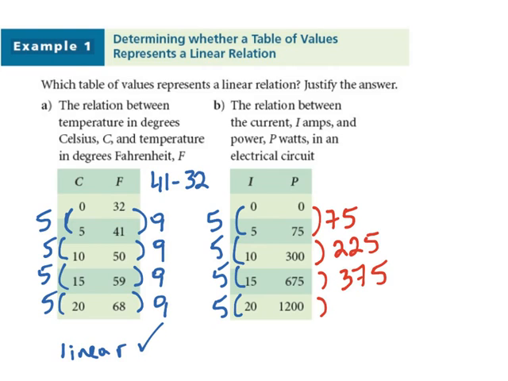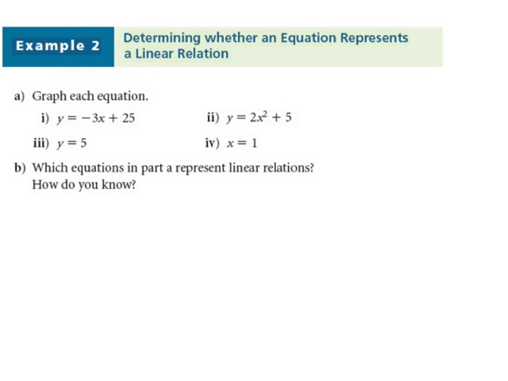And then from 675 to 1,200 is a 525 increase. Notice these increases are not the same. They need to be the same for a linear function to occur, or linear in this case relation. So this is not linear. Let's continue with another example.